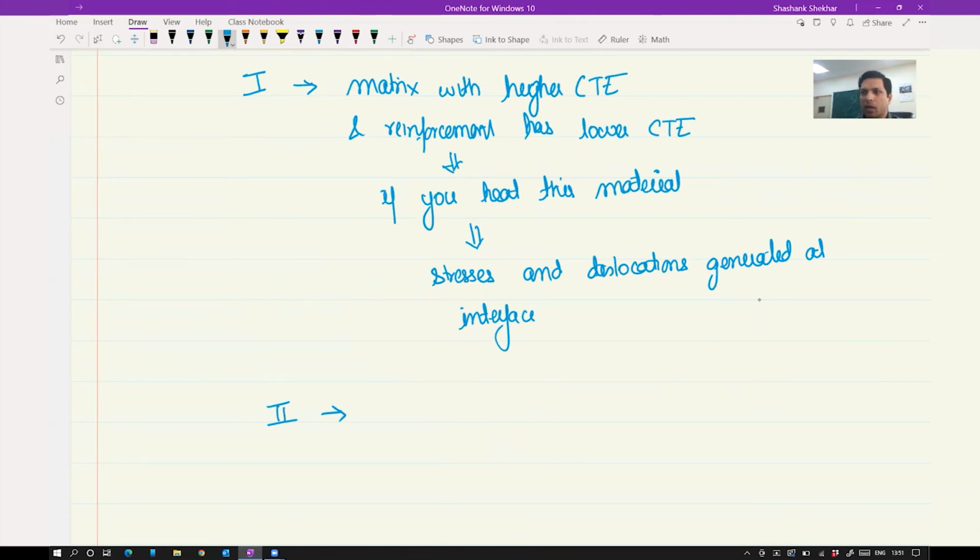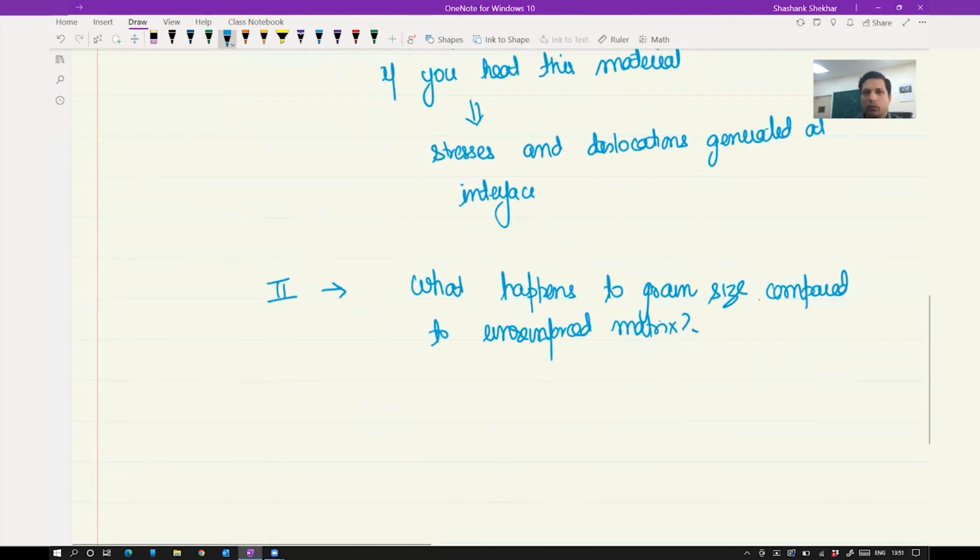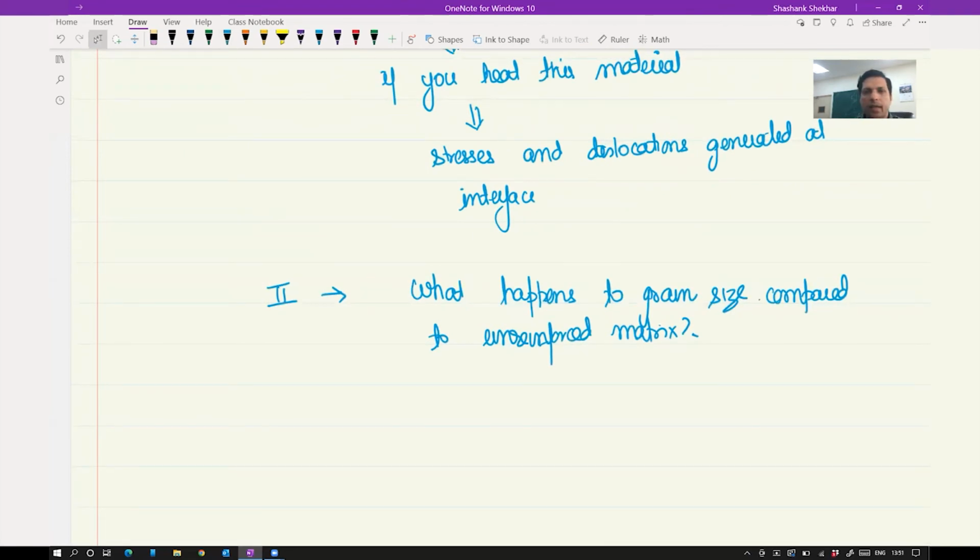The other example that you can think of is what will happen to the grain sizes compared to the unreinforced matrix. And you will realize that the grain sizes would also reduce, and this would lead to grain size strengthening.